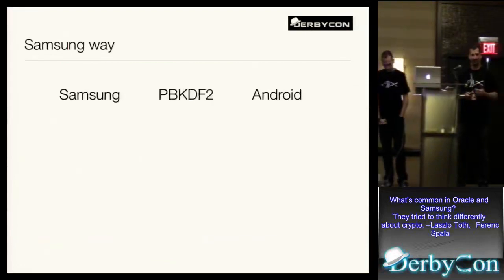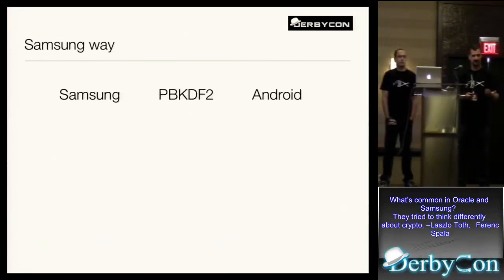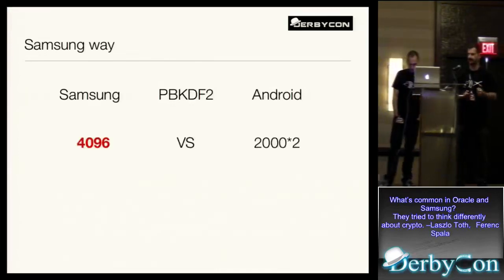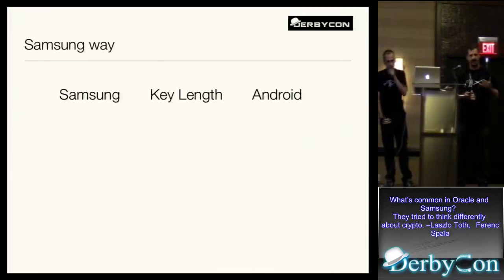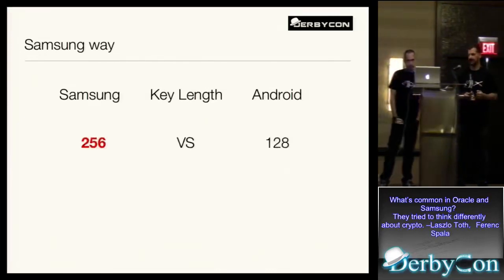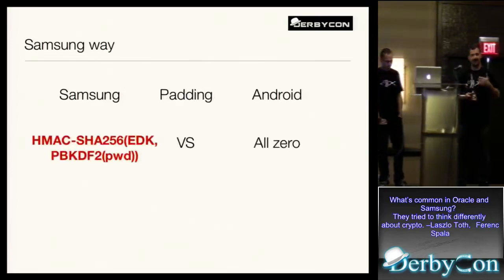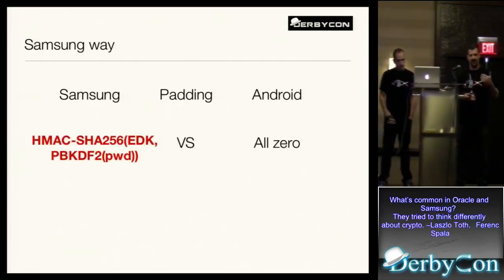Let's go through the important differences. In the key derivation function, Samsung uses SHA-256, Android uses SHA-1. And the cycles are different, but not by much. The key length that encrypts the actual encryption key is doubled in the case of Samsung. And the padding is used for something. In the case of Samsung, it is a HMAC of the encrypted disk key, the encrypted one, not the decrypted one, and the key derivation result. It means that in order to verify a password, you don't have to decrypt the actual key.